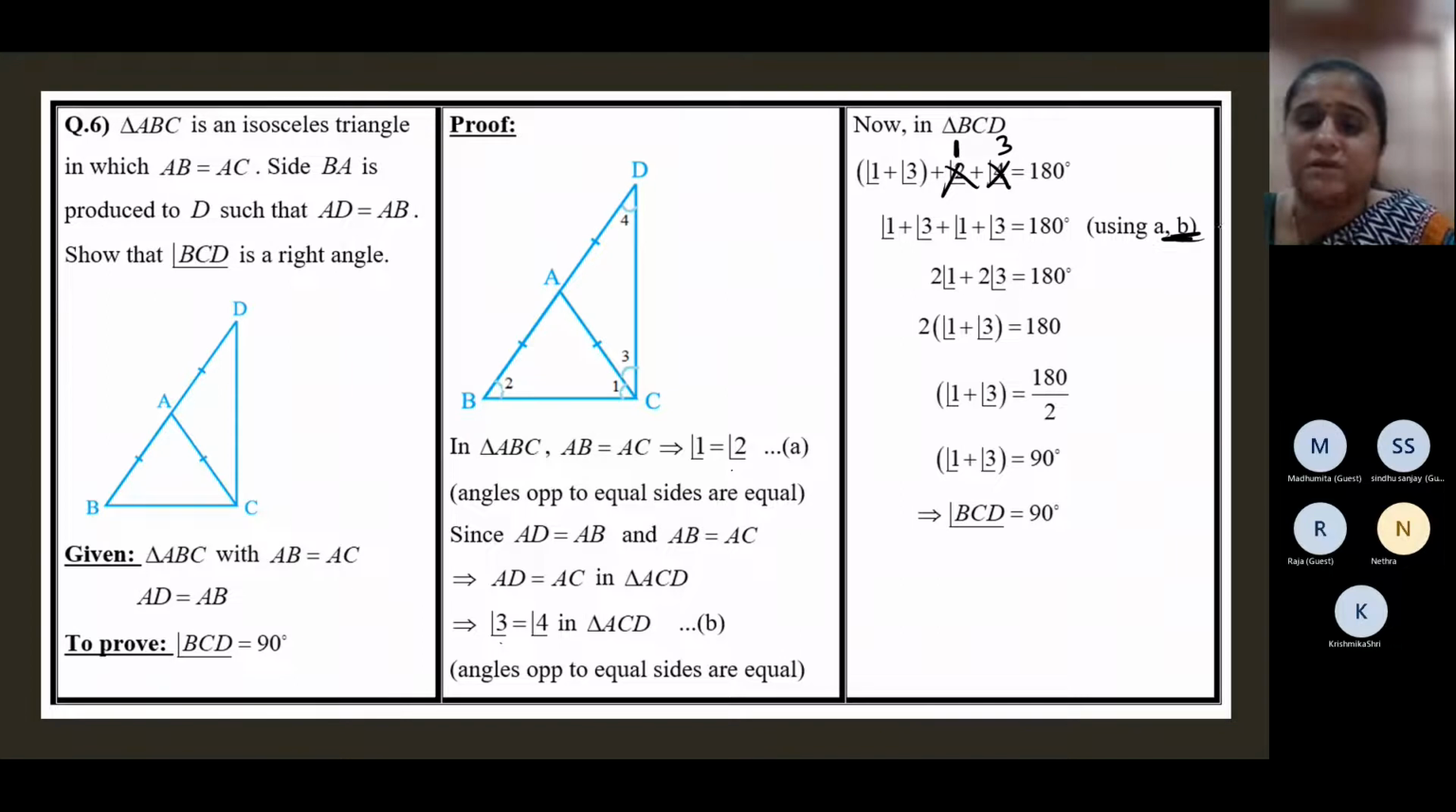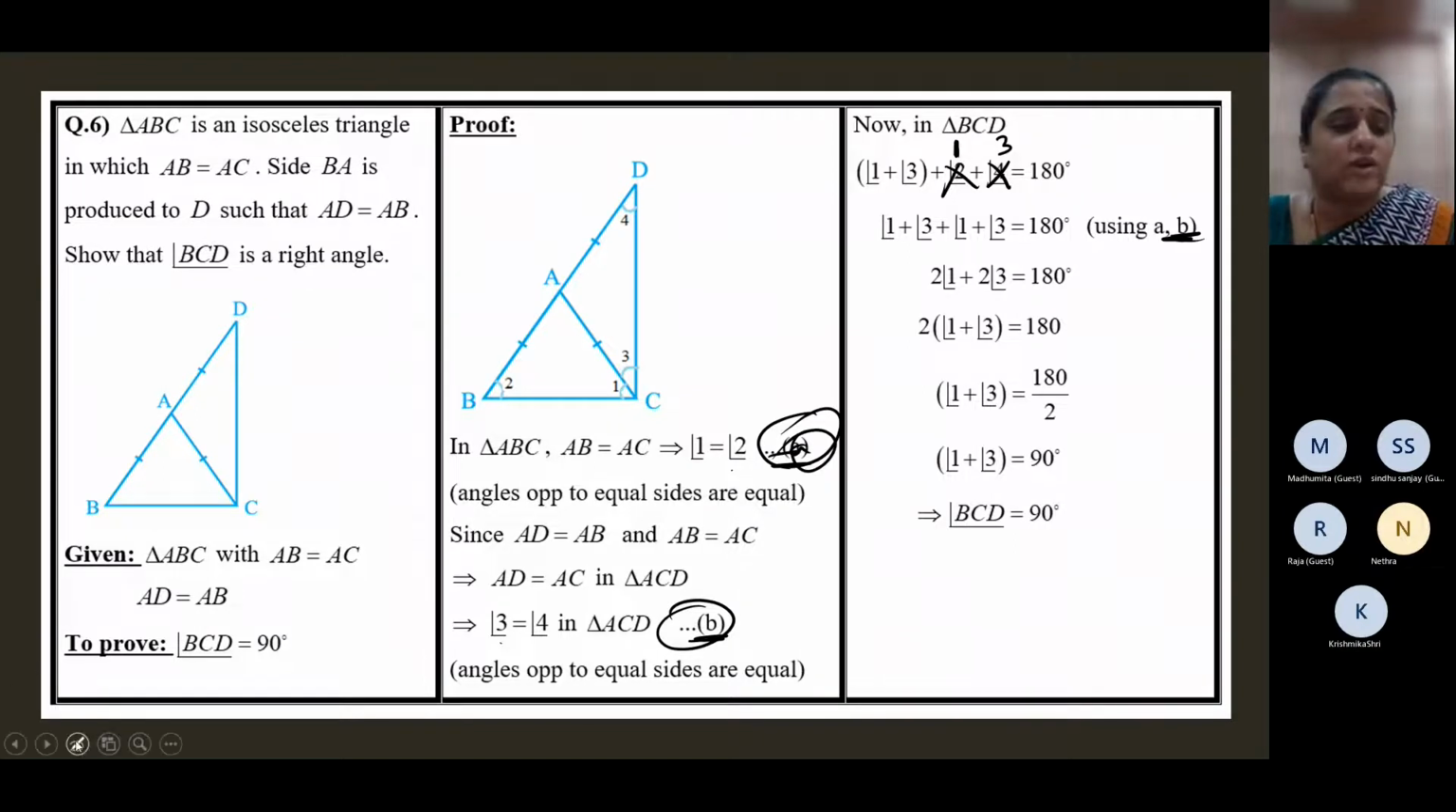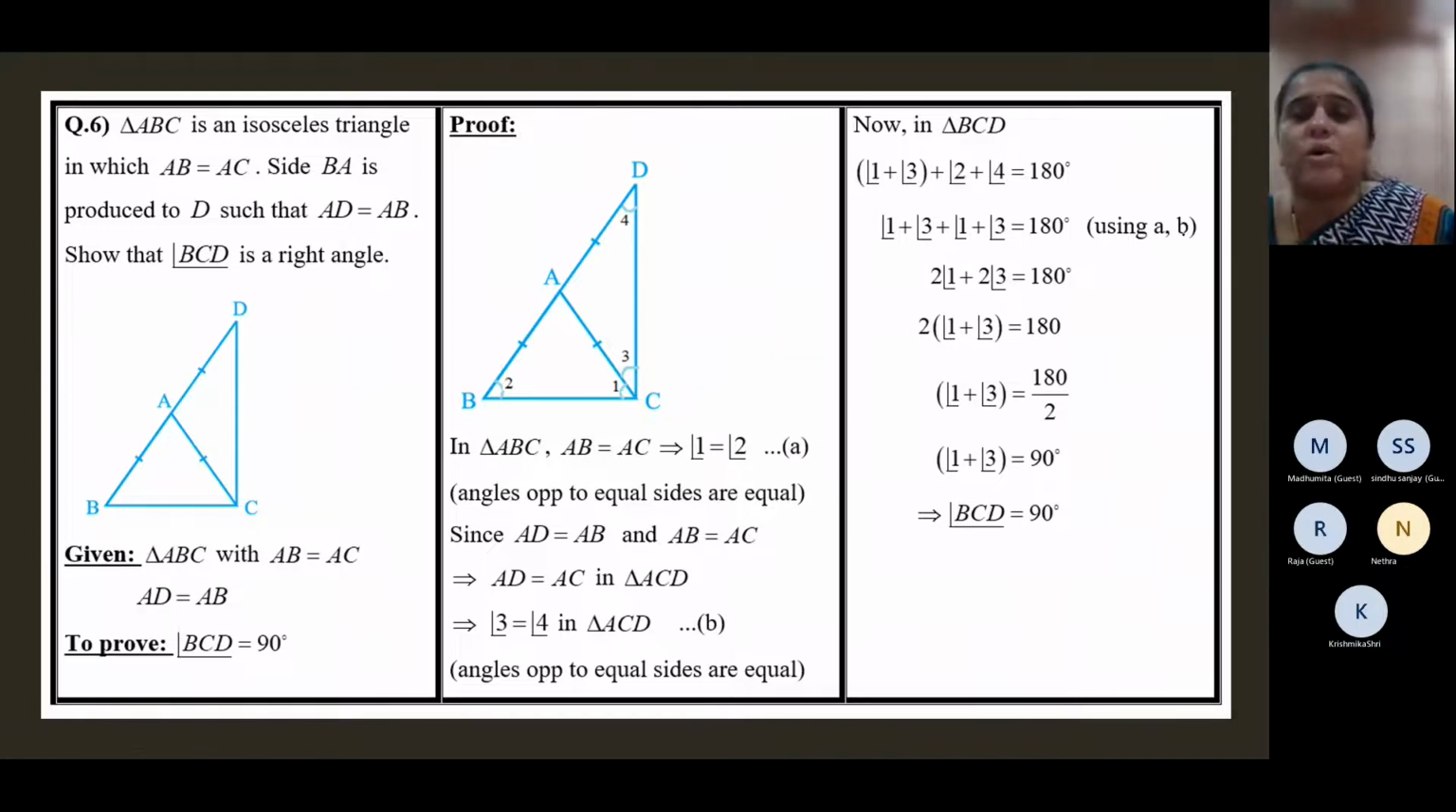So next step, you write angle 1 plus angle 3 plus angle 1 plus angle 3 is equal to 180. I've written using A and B because I've called these results A and B. When you write angle 1 is equal to 2, you cannot write A right there itself. You'll have to mark that as A. So you write angle 1 plus angle 3. Now we are going to replace angle 2 with angle 1, so you mark this one as A because you're using that result here. Then plus angle 4, you say angle 3, so you mark this result as B.